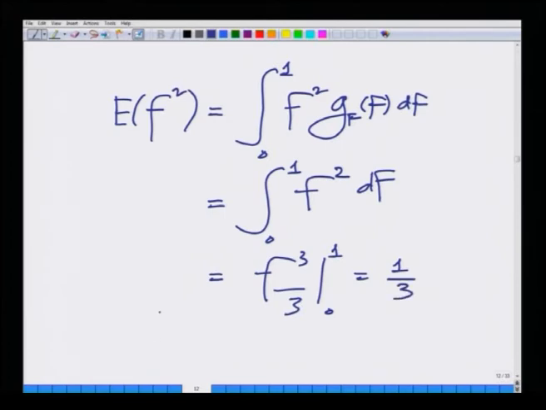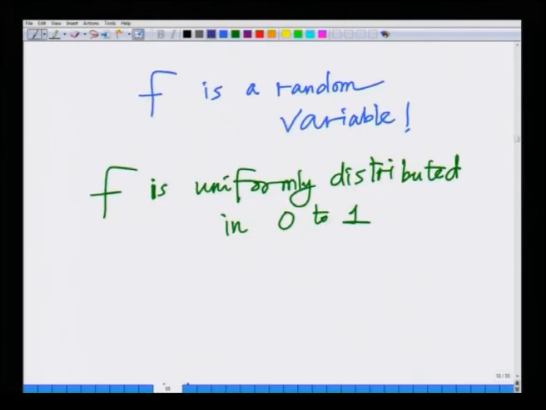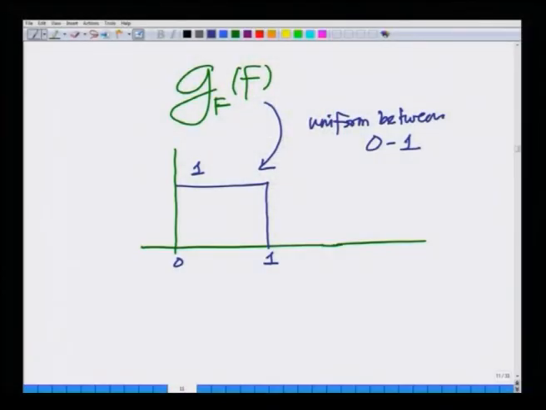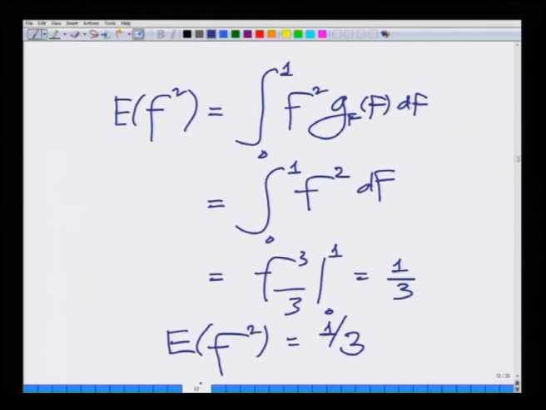So, expected f square equals 1 over 3. Now, if you look at this, f is uniformly distributed between 0 and 1. If I take 1 minus f, it is also uniformly distributed between 0 and 1, because look at the limits of 1 minus f. 1 minus f lies between 0 and 1. So, 1 minus f is also uniformly distributed between 0 and 1.